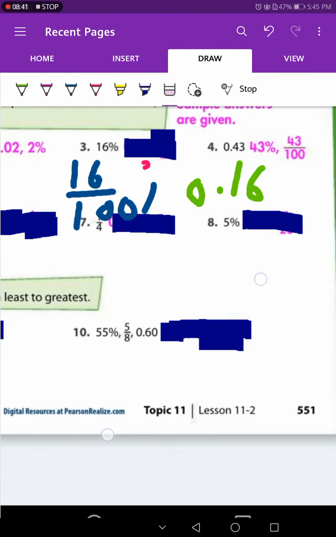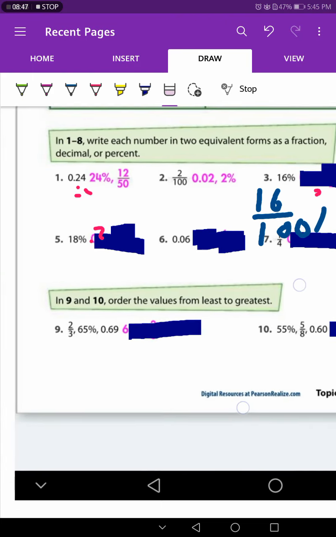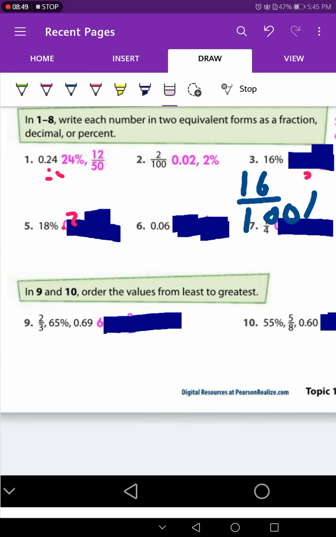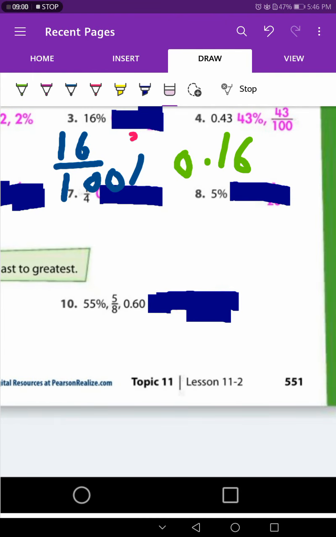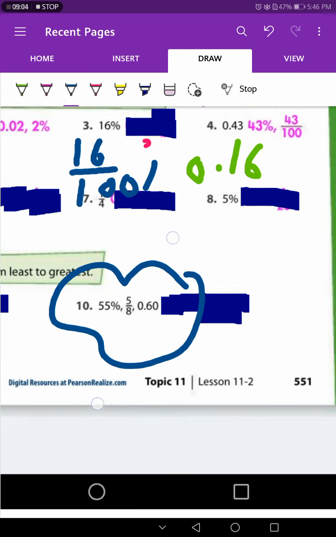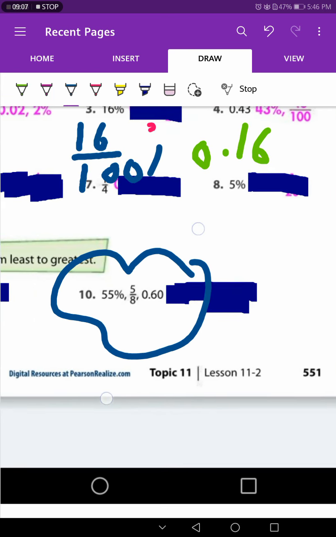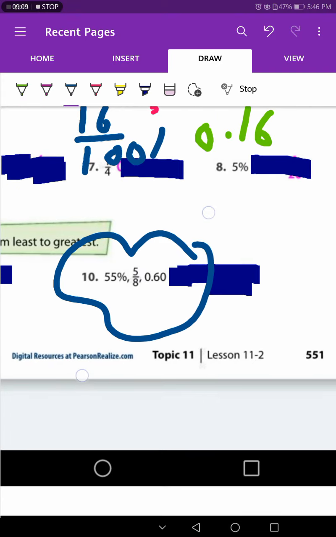Let us take number 10. Okay, number 10 here. Can you read the question? Number 9 or 10? Read the question. In 9 and 10, order the values from least to greatest. So I will take 10. You prefer 9 or 10, Ayman? I want 10. Okay. He asked me to order from least to greatest.